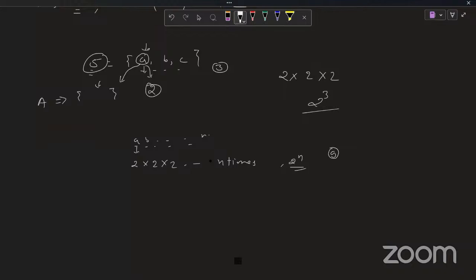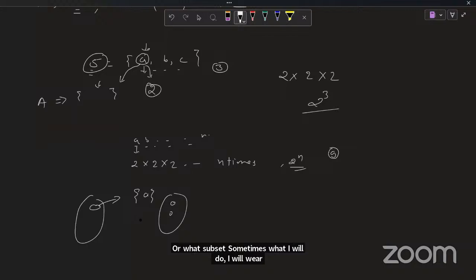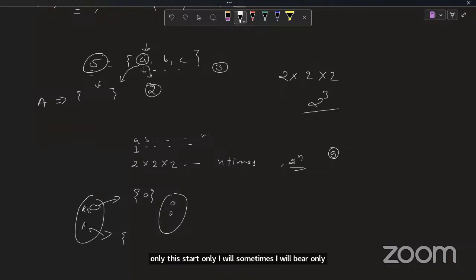Correct. Yes, sir. The thing is, in this example, we were taking only one kind of subset. Sometimes I will wear only this shirt, someone will say I will wear only this blue shirt. Red shirt was there and blue shirt was there, no? Sometimes I will wear only the red shirt, I will not take any of the other members. And sometimes I will wear only the blue shirt, and sometimes I will not wear anything.